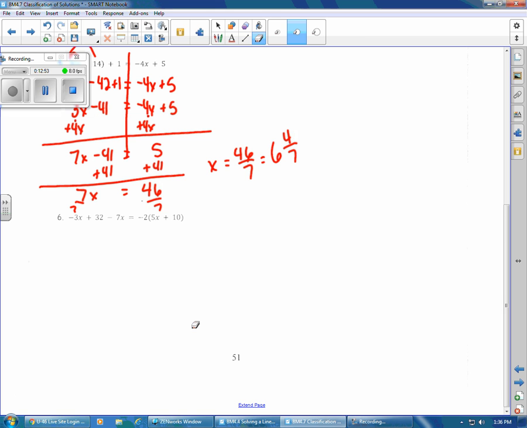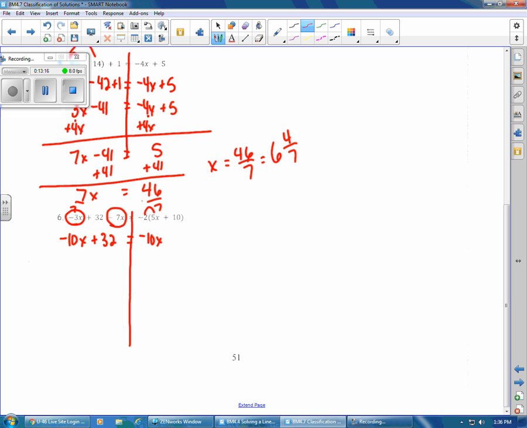Looking at the third one, same thing. I need to simplify both sides of the equation before I can determine anything. I've got negative 3x. I've got negative 7x. That's going to be negative 10x plus 32. I need to distribute. Negative 2 times 5 is negative 10x. Negative 2 times 10 is going to be negative 20. Coefficients are the same. Constants are not the same. Therefore, I would expect this one to have no solution.